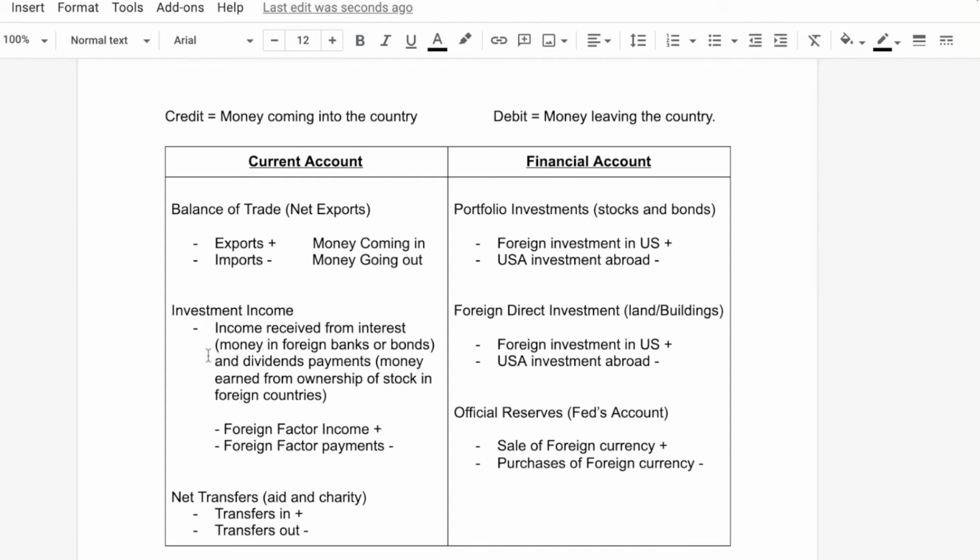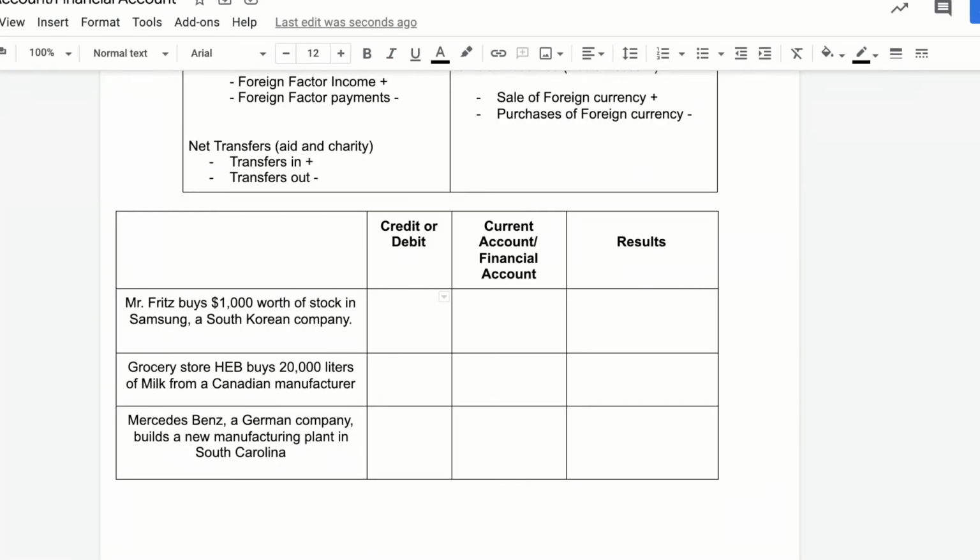All right, now we're going to do a few examples. With these examples, we're going to decide first, is this a credit, money coming into the country, or a debit, money leaving the country? Does this happen to the current account or financial account? And then what are the results of this?